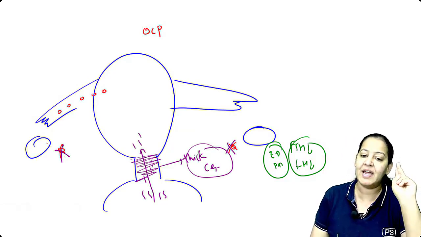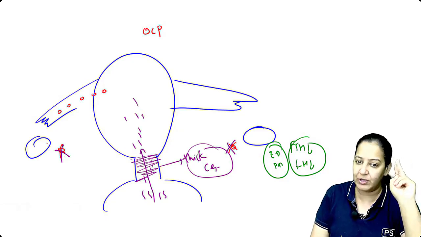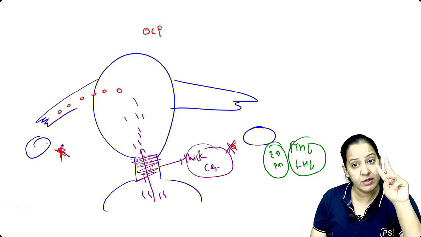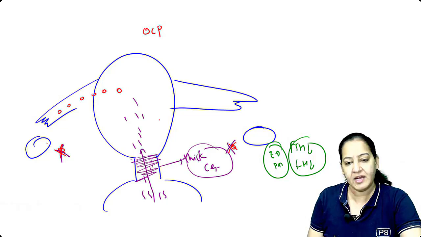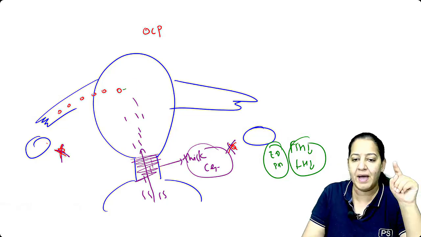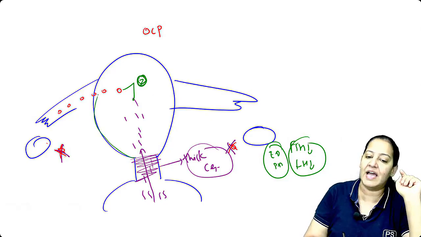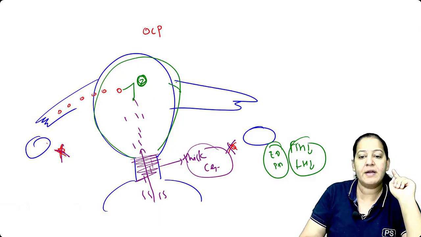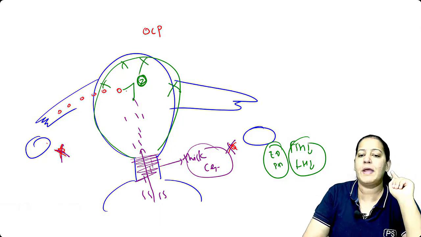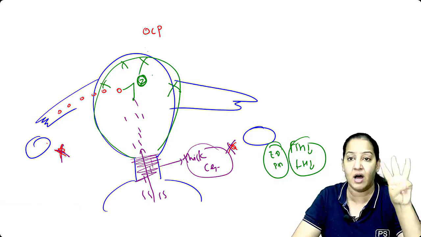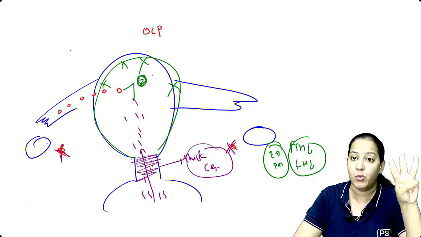By mistake, if sperms also penetrate, and the ovulation is also not inhibited and the ova is released, then fertilization will take place. Now imagine the fertilization has taken place and the zygote is formed. This is the zygote. The third mechanism of the OCP: the zygote is formed, but it cannot be implanted in the uterus. The uterus is unfavorable for implantation. So these are the three mechanisms by which OCP acts.